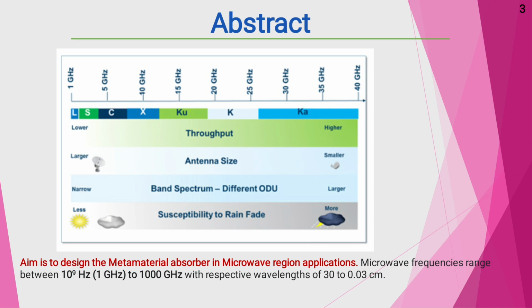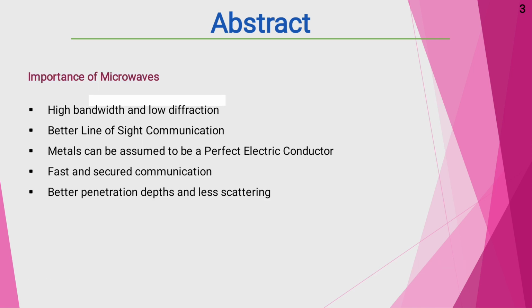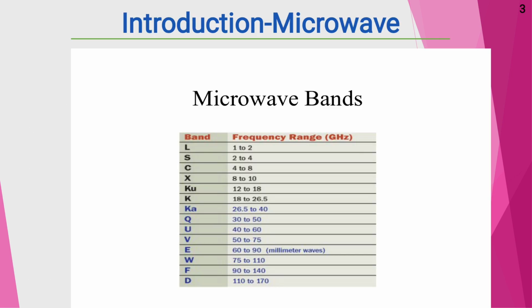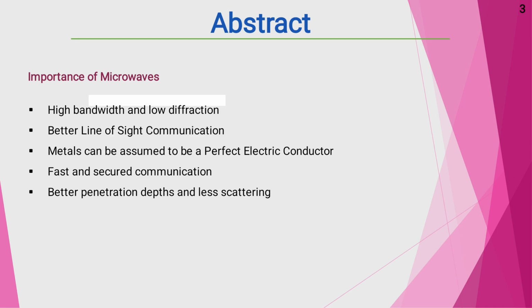Because of these frequency regions, we split the bands like this. To cover the L band, S band and C band, we need to design the antenna between 1 to 5 gigahertz. A frequency range of 15 to 20 gigahertz will cover the KU and K bands. In our case, we will design the metamaterial absorber in X, C and KU band applications. So this is the importance of microwaves.